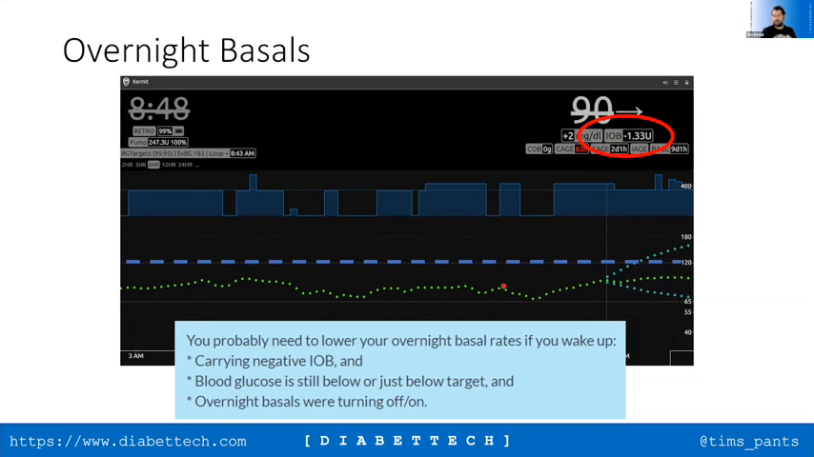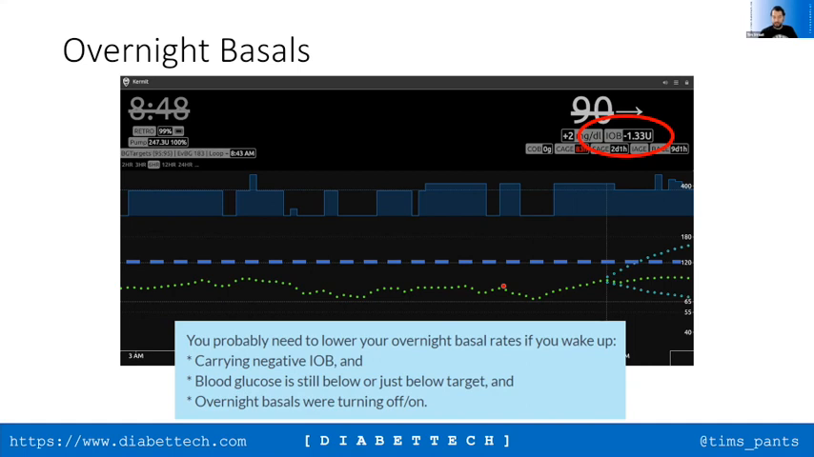That last point is perhaps less obvious as we move into algorithms which use SMB type functionality. But if you're using Loop, you potentially, and less so with oref1, you potentially will be seeing that on and off model.